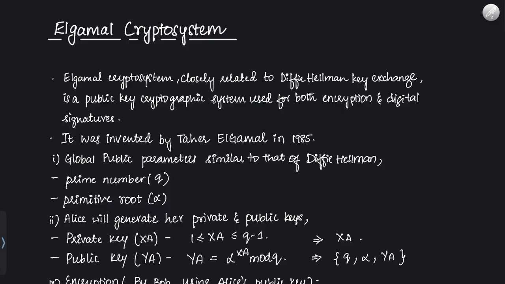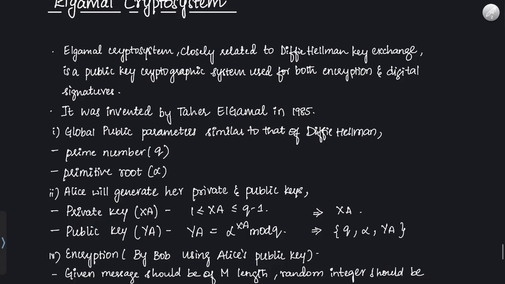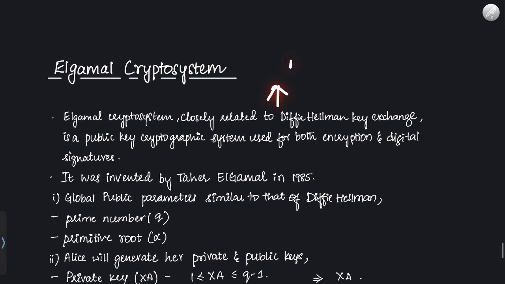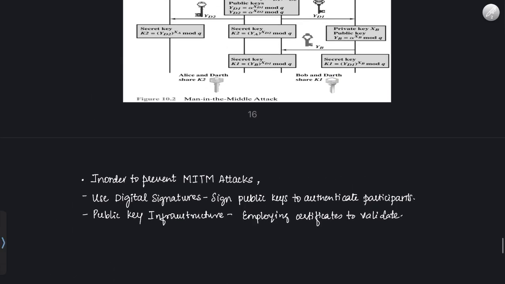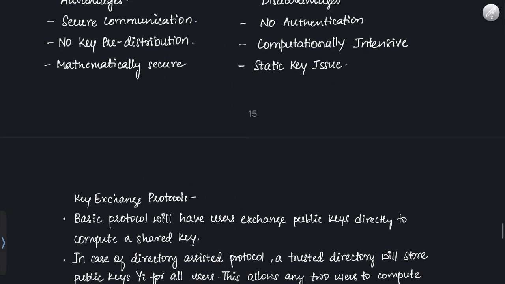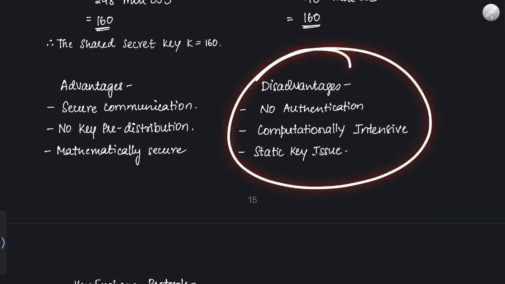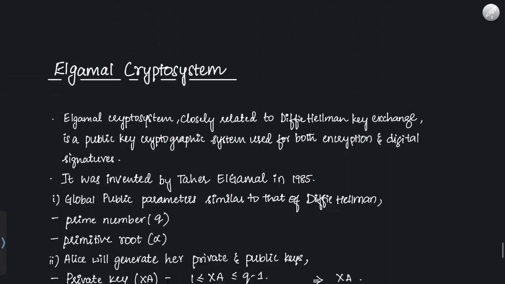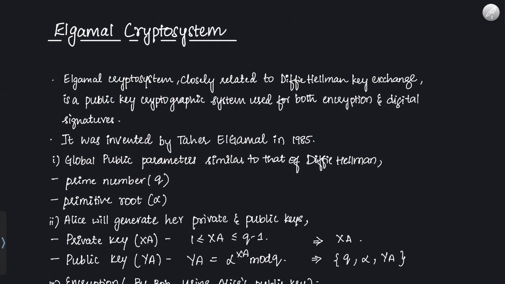So let's get started. ElGamal Cryptosystem, closely related to Diffie-Hellman key exchange, is a public key cryptosystem used for both encryption and digital signatures. So the ElGamal cryptosystem is an upgradation of the Diffie-Hellman key exchange. In the previous video, we had discussed the drawbacks of Diffie-Hellman key exchange, right? If you remember, we had discussed all the drawbacks there. So to overcome these drawbacks, we'll be making use of the ElGamal cryptosystem.